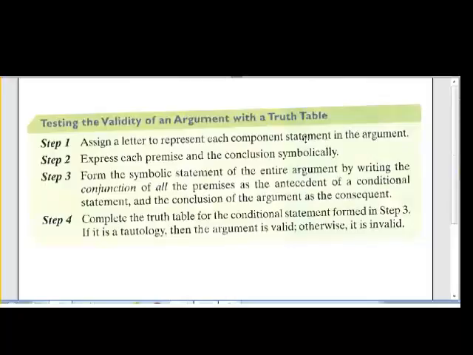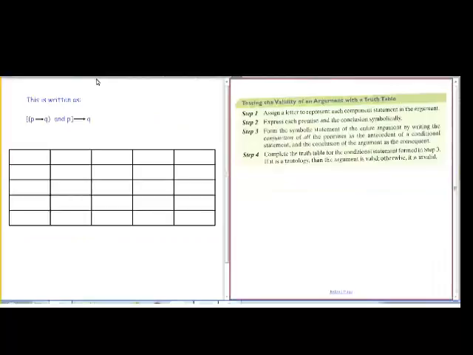It may not seem like that's what we did, but we took each premise, connected it by the and, and grouped that together with a bracket. We then pointed that arrow to the conclusion, which is called the consequent. You complete the truth table for the big long conditional statement. If it is a tautology, which means they're all truths, then the argument is valid. Otherwise, if you have just one false in that whole table, that makes the argument invalid. So we're just going to look at some more examples.